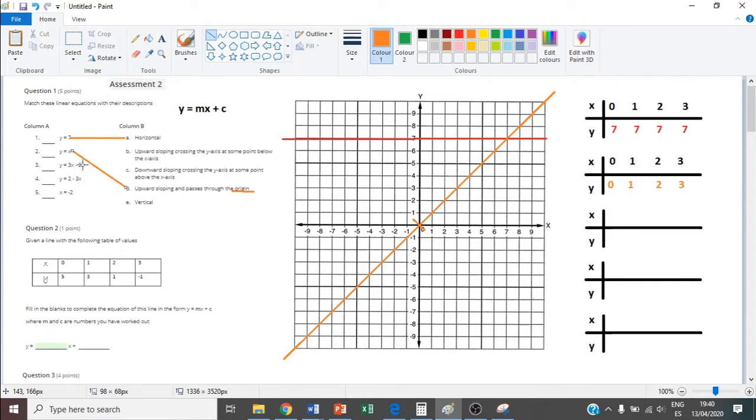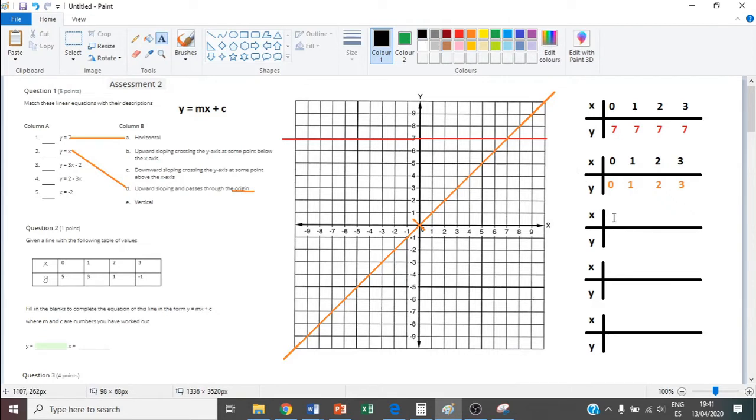And our y-intercept, the number that's added on, is actually negative 2. So c is negative 2. It's going to cross the y-axis down here at minus 2. I already know what that's going to look like. I know that that's going to be an upward sloping line crossing the y-axis down here at negative 2. But I'm going to go ahead and show you on our table of values over here.